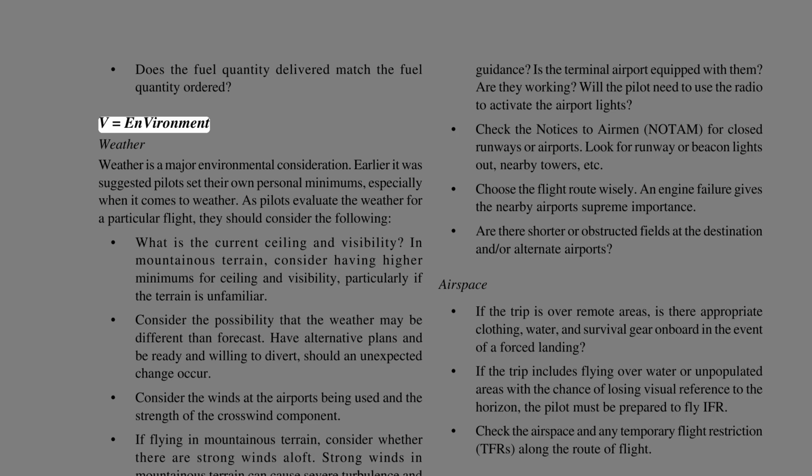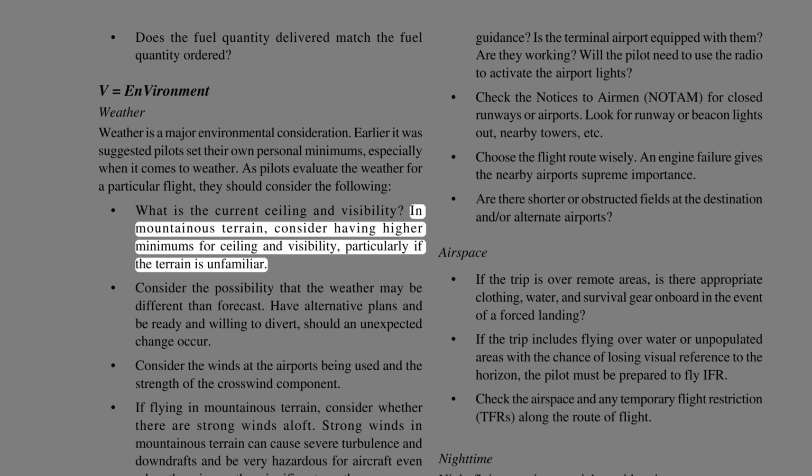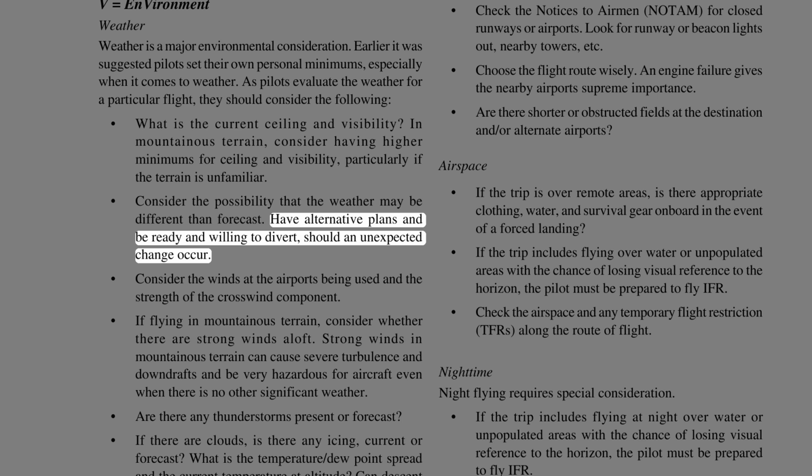V equals environment. Weather. Weather is a major environmental consideration. Earlier it was suggested pilots set their own personal minimums, especially when it comes to weather. As pilots evaluate the weather for a particular flight, they should consider the following. What is the current ceiling and visibility? In mountainous terrain, consider having higher minimums for ceiling and visibility, particularly if the terrain is unfamiliar. Consider the possibility that the weather may be different than forecast. Have alternative plans and be ready and willing to divert should an unexpected change occur.